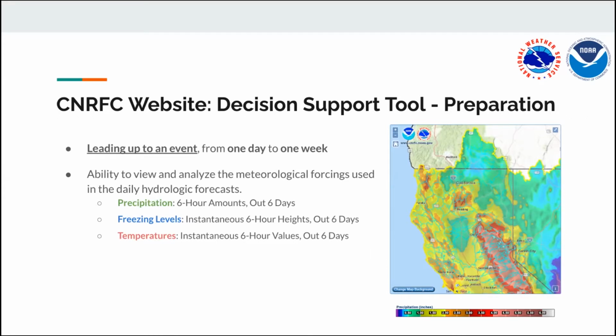We also provide a freezing level forecast to the river models. That's to help determine the rain-snow elevation. Those are instantaneous at 6 hours out 6 days, and then temperatures, which help with snowmelt balance, which are also instantaneous 6-hour values 6 days out. On the right there, you can see an example of a gridded QPF precipitation forecast with basins overlaid from an event back in 2017.